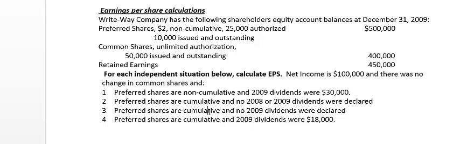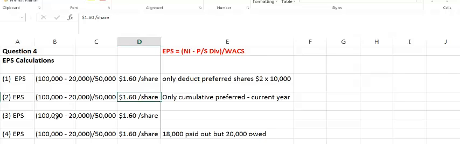What if they're cumulative and no dividends were declared? Well, now the dividend wasn't declared, but remember the rule. If the preferred shares are cumulative, you deduct the current year dividend whether declared or not. So this is a not case because they weren't declared, but we're still going to deduct it because it's cumulative. So we deduct the $20,000 and again we get $1.60 a share.